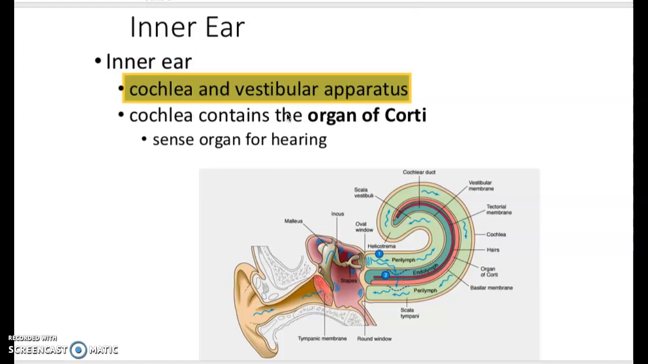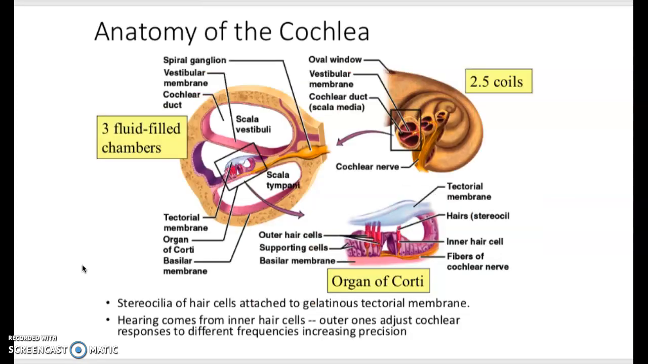And within the cochlea is the organ of Corti, which is the organ for hearing. So this picture is a cross-section of the cochlea here. And we can see there are 3 different chambers that each have fluid in them. So if we look a little bit closer here, this is the organ of Corti. So there's the basilar membrane that's attached to a bunch of little hair cells. And the hair cells are attached to the cochlear nerve that goes to your brain.